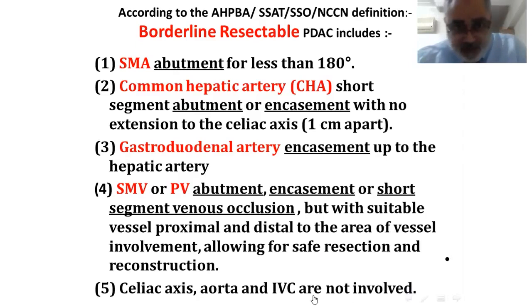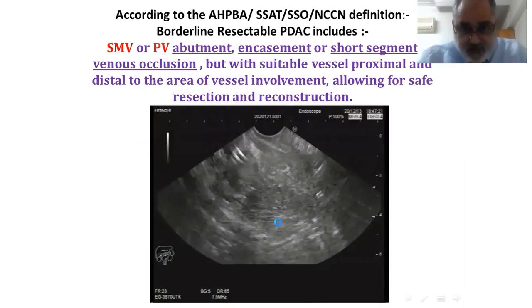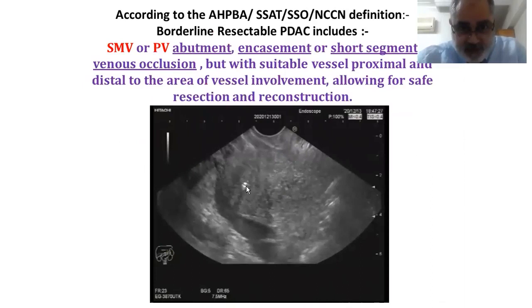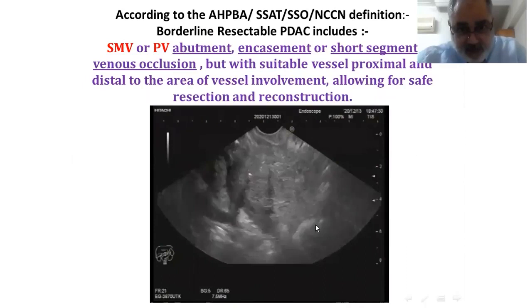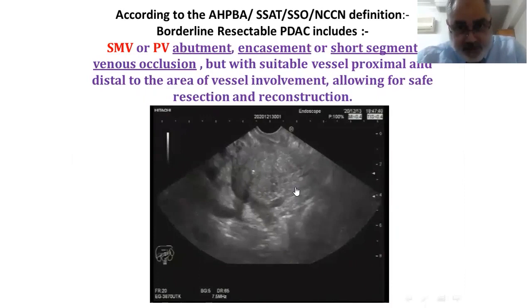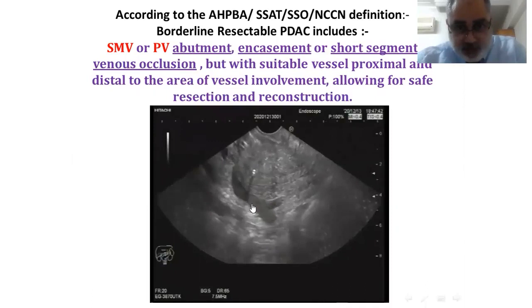Let us see some of the videos regarding superior mesenteric vein and venous involvement. This is a large pancreatic head mass, and this is a pancreatic duct stent, a plastic stent. And here, there is involvement of the portal vein and superior mesenteric vein. This is the portal venous confluence, as appearing from the bulb of the duodenum. This area of involvement is about 2 centimeters or less, so it is a borderline resectable mass.